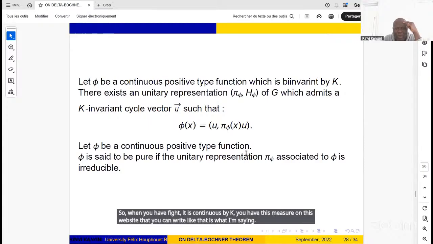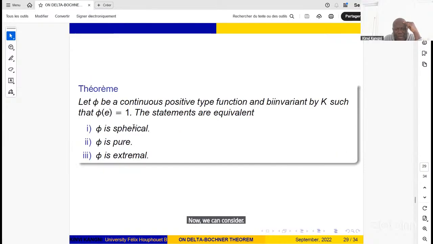Now we can consider that the spherical function is also pure, is also extremal. Pure means that the representation associated is irreducible. So when you have phi which is spherical, the representation associated to phi is pure. So the representation associated to this kind of function is also irreducible.